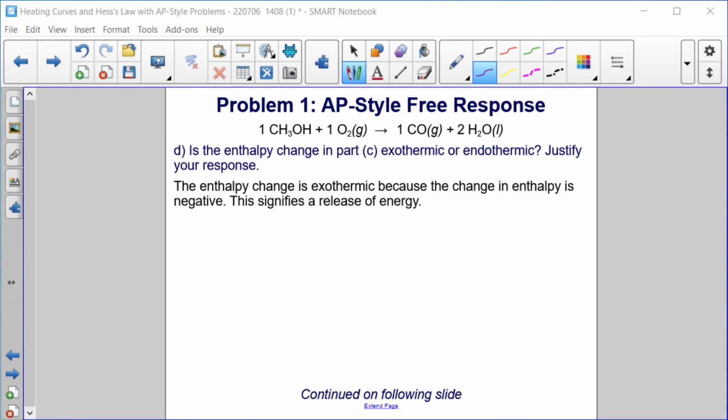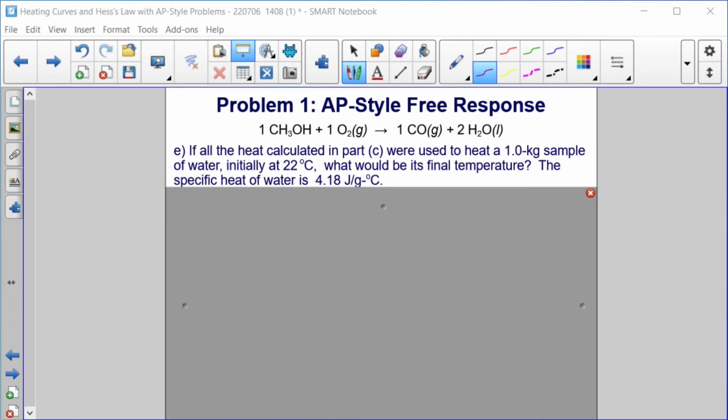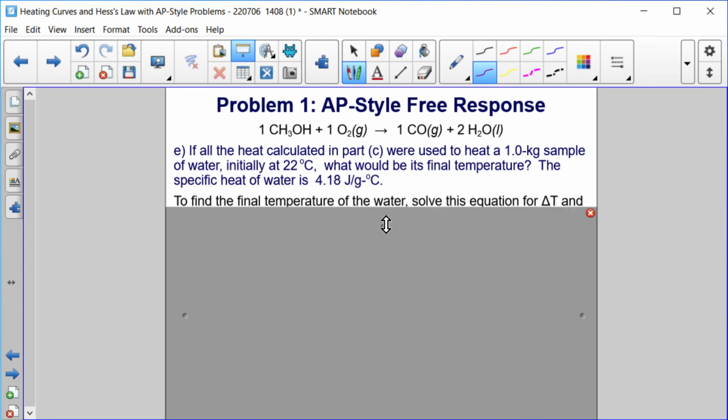Part D. Is the enthalpy change in Part C exothermic or endothermic? Justify your response. In Part C, the change in enthalpy was negative. That means that the enthalpy change is exothermic, signifying a release of energy when the methanol is burned. Part E. If all of the heat calculated in Part C were used to heat a 1 kilogram sample of water, initially at 22 degrees Celsius, what would be its final temperature if the specific heat of water is 4.18 joules per gram degree Celsius?